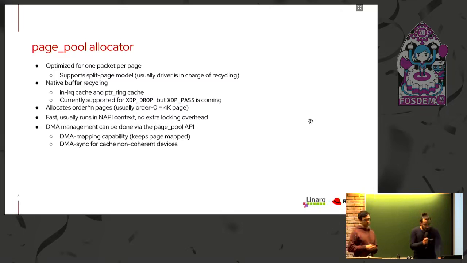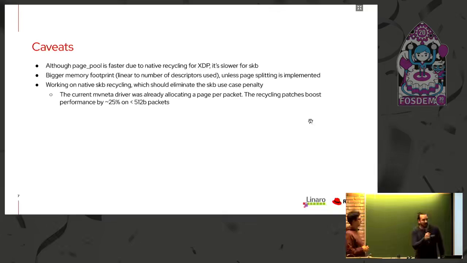And the API also offers DMA managing capabilities. That means that it can map your buffers, it can sync your buffers correctly, and there are improvements from Lorenzo that speed this up even more.